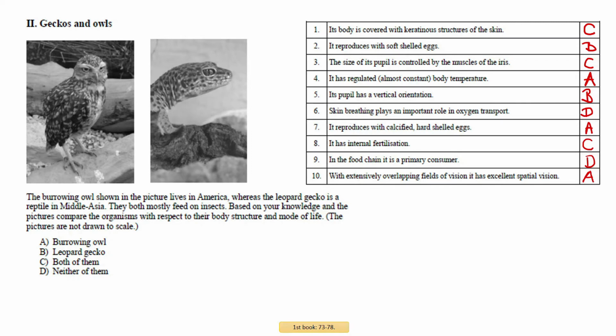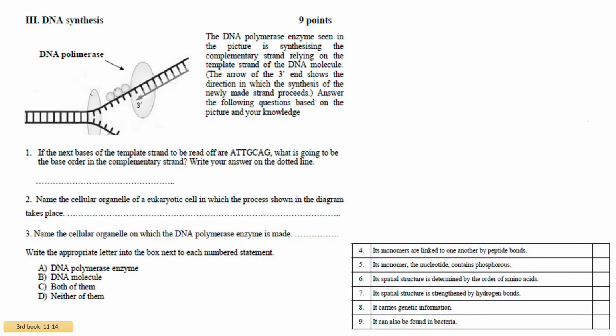Okay, exercise 3. DNA synthesis. The DNA polymerase enzyme seen in the picture is synthesizing the complementary strand relying on the template strand of the DNA molecule. The arrow of the 3' end shows the direction in which the synthesis of the newly made strand proceeds. Answer the following questions based on the picture and your knowledge. Okay, the first question. If the next bases of the template strand to be read off are ATT, GCAG, what is going to be the base order in the complementary strand? Write your answer on the dotted line.